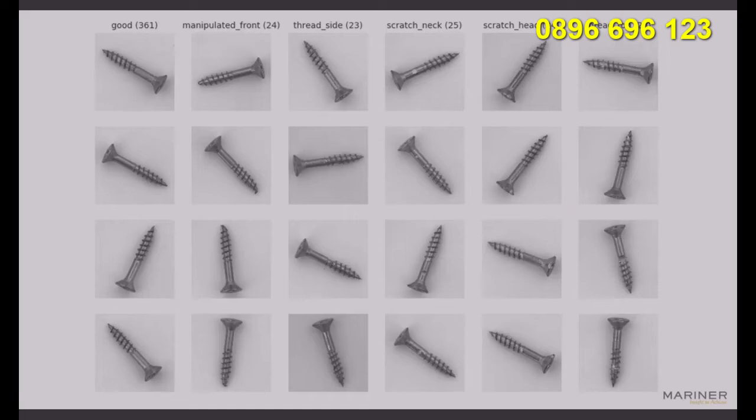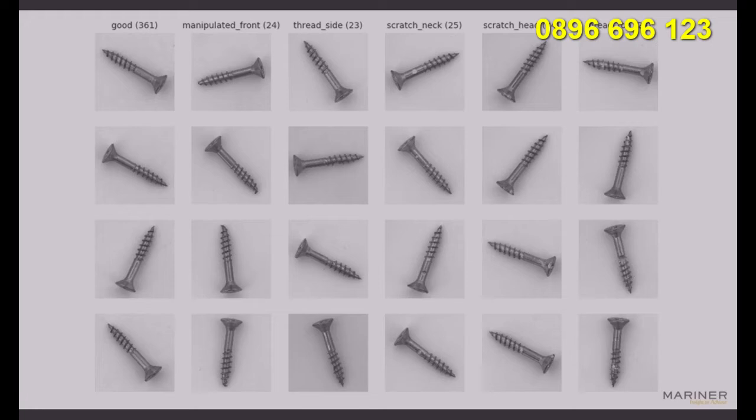I intentionally picked a class that would be difficult now. This is the screw class, and I want to show you that deep learning is very powerful, but it can't solve every problem in the world, and it can't solve every problem without much data. So here's a harder example. Let me walk you through this briefly. These are screws, and the defects we're looking for here are really subtle. If you look at that manipulated front, just the tip of the screw is bent inward. So that's a very subtle defect.